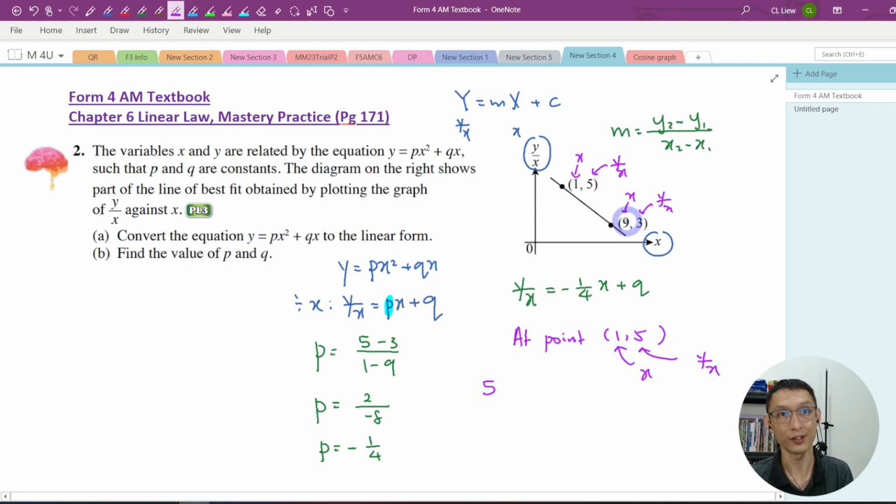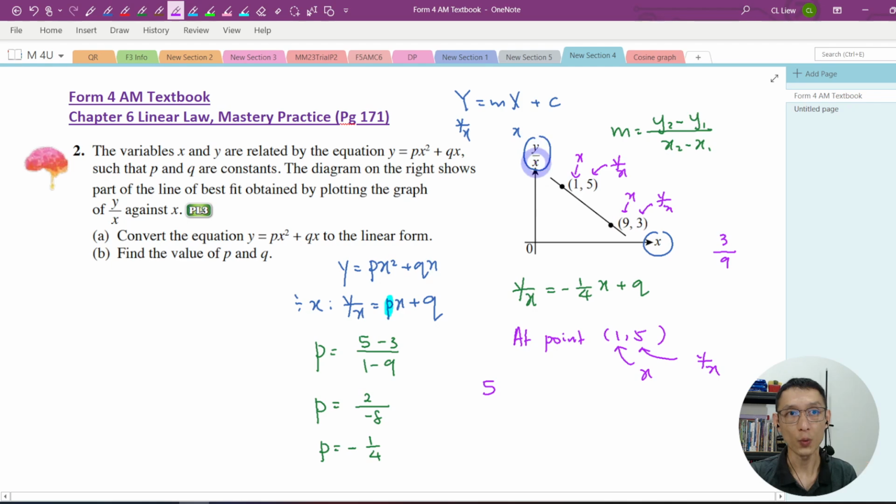If you use this point to help get the q, and you take 3 over 9, assuming this is y and this is x, then you will get the wrong answer. So be careful. Look at the axis given here.